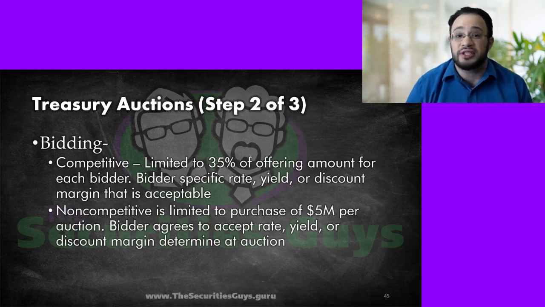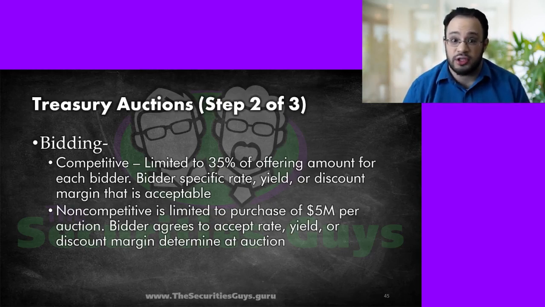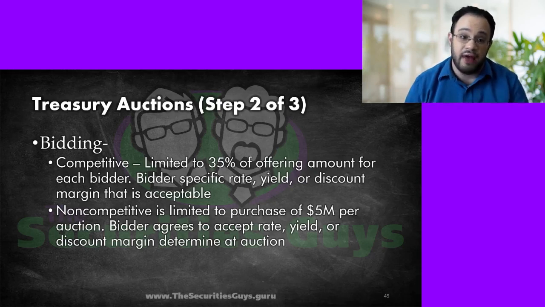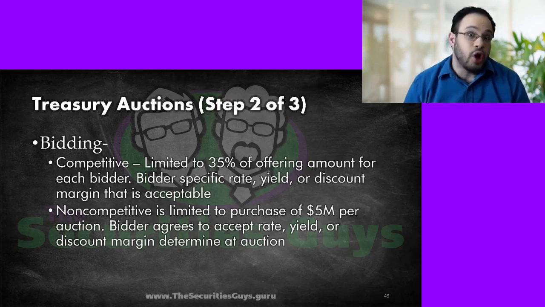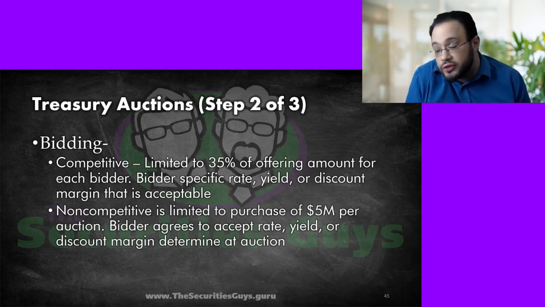Could be non-competitive. That's limited to a purchase of only $5 million per auction. The bidder agrees to accept the rate, the yield, or the discount margin determined at the auction. What that means is that non-competitive, every broker-dealer is bidding on at most $5 million, and that they are setting their bid, but whatever the winning bid is, every bidder who bids must be willing to accept that winning bid, even if it's lower than theirs, as it very likely could be. Certainly it's going to be higher than theirs, or it wouldn't be the winner.